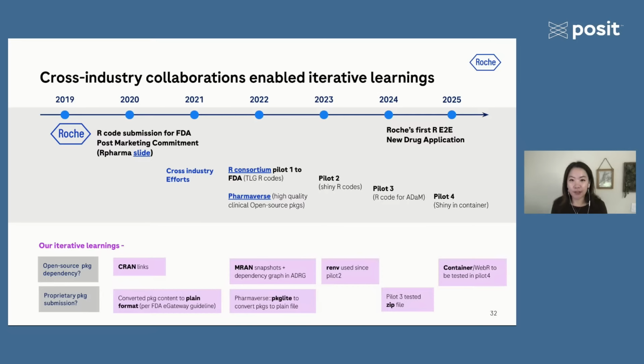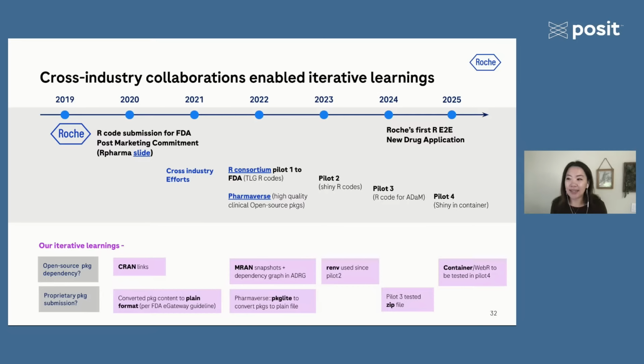So under pharmaverse, an R package called Package Lite was developed, which automated the manual process of file format conversion and largely simplified the process of submitting proprietary R packages. This Package Lite solution has also been used in our Roche first R end-to-end submission that Jingyuan mentioned.